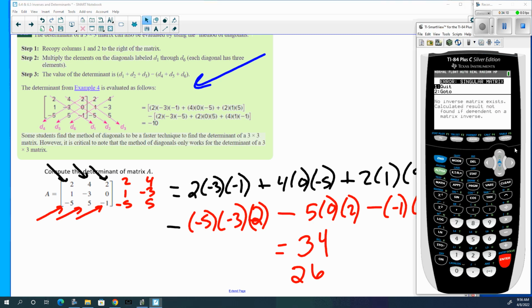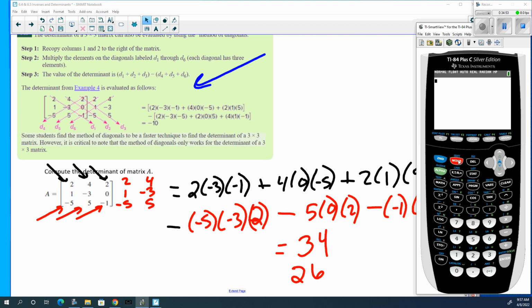Okay, so in the calculator, I go back to where I edit in my matrices. So you guys mode 6 or whatever one says matrix. So I'm going to go second matrix on my calculator, arrow over to edit. And it's still a 3 by 3 matrix. So 2, 4, 2, 1, negative 3, 0, negative 5, 5, and negative 1. And then again, make sure to hit enter after that last number. And then get out of your matrix.